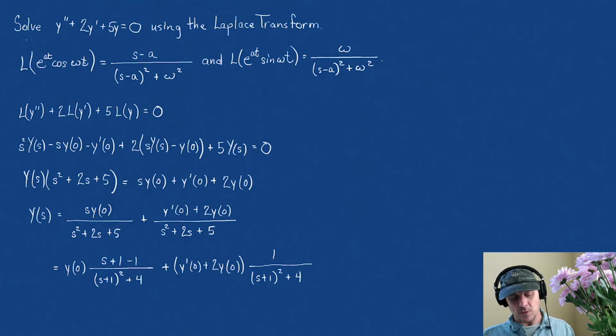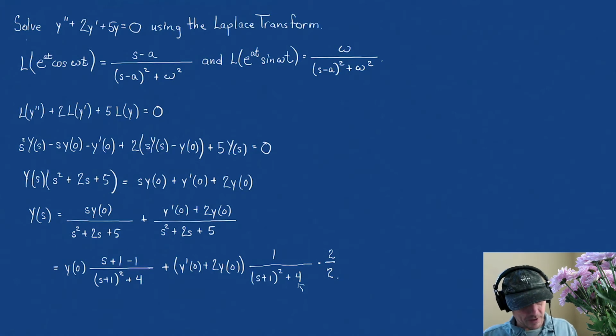Now, in the same way, notice that in the second one, there's no s's. So this one fits more of the pattern of the Laplace transform with the sine. Well, what's in the numerator is the square root of the 4 that's in the denominator. So if I have a 4 in the denominator, I would need a 2 in the numerator. So I can do this by multiplying by 2 over 2.